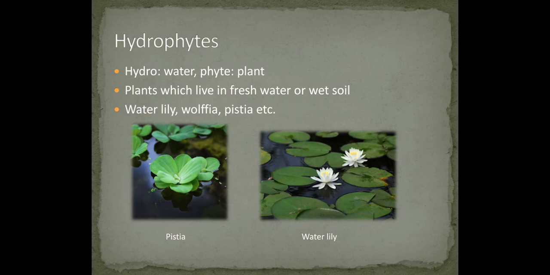Okay, so those plants which are aquatic but which grow in fresh water, with low salt concentration, like in rivers, ponds, lakes, etc., or in wet soil near a river or lake, are called hydrophytes. Some examples are water lily, wolffia, pistia. These are some examples of hydrophytes. This one is water lily, and this one is pistia. Pistia is also commonly known as water cabbage, because its leaves resemble cabbage. But these two are hydrophytes.